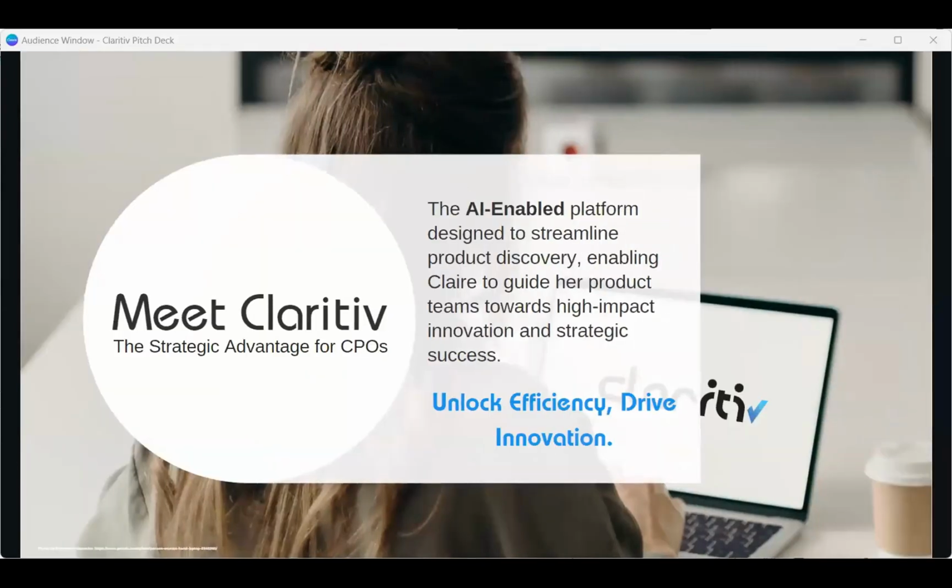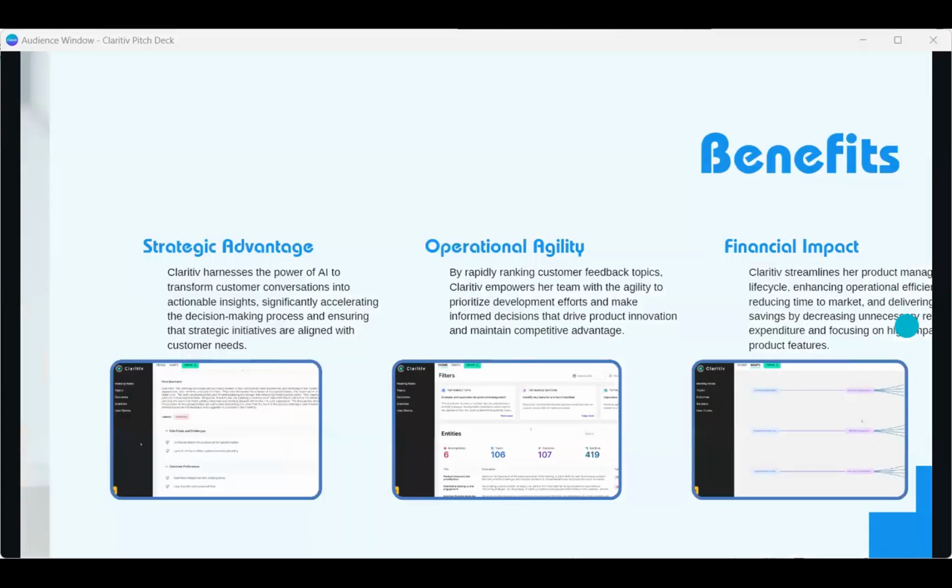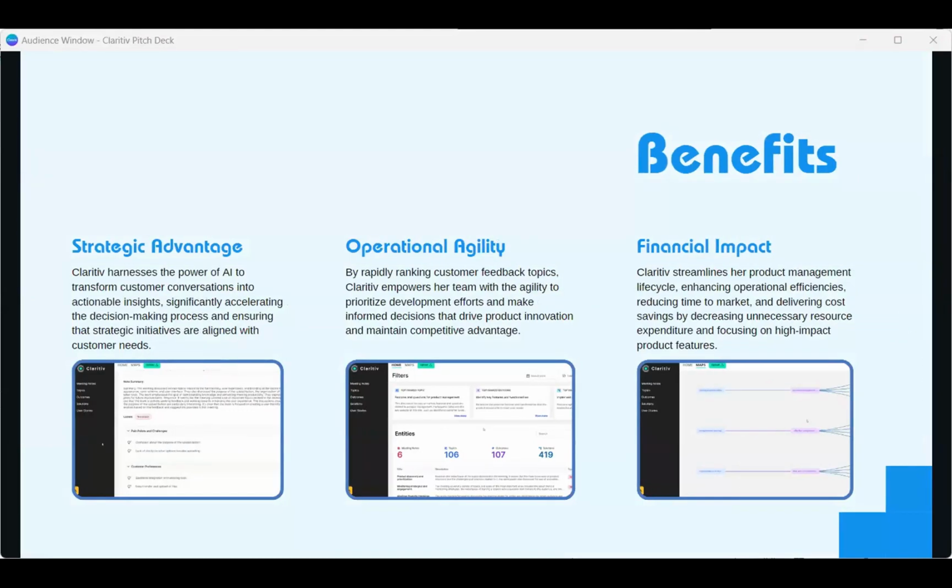And that's the reason why we built Clarative. We are a product management platform enabled by AI. We automate documentation so Claire can focus on the conversation. With Clarative, Claire saves time by turning her conversations into actionable insights. With our topic ranking, Claire can then zero in on what to build. And using Clarative, Claire can streamline her product processes. With every detail captured, rework is reduced and significantly cuts costs.